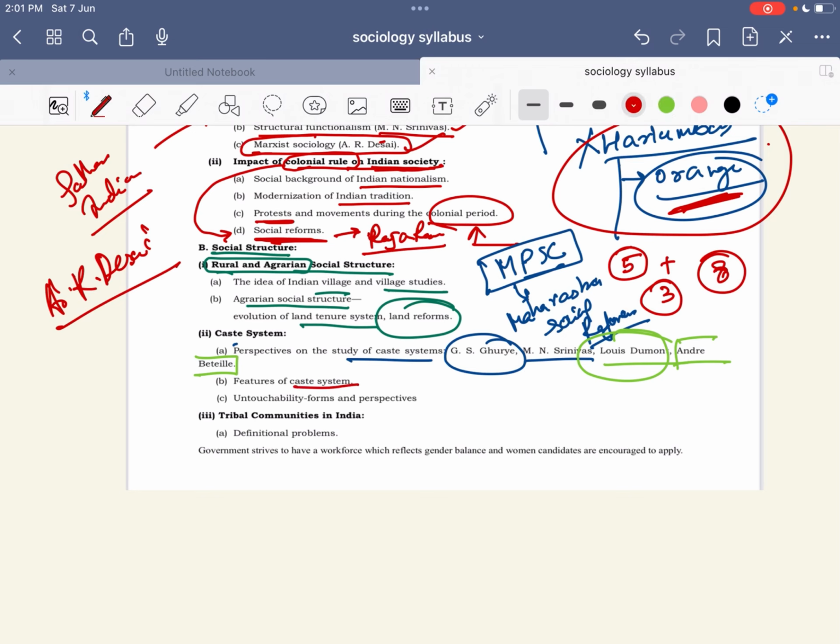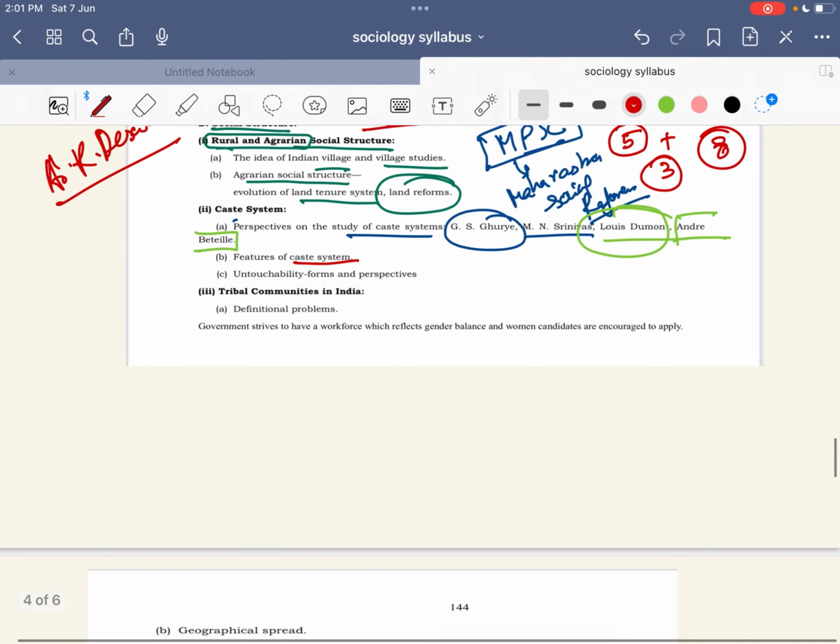Then there are the features of the caste system, untouchability, perspectives. See, untouchability we all know, and then UPSC has mentioned perspectives, so we have to study the different scholars, their perspectives on untouchability, and make our notes. Understand, हमें कैसे दूसरों पे एज लानी है. They have not mentioned it here directly, but we have to interpret and make the notes.